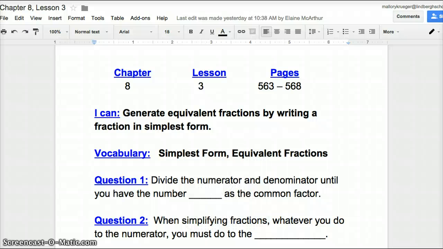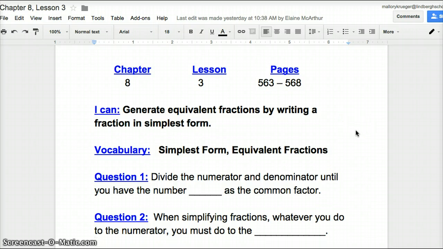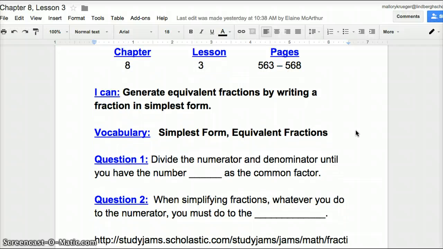Today's lesson is Chapter 8, Lesson 3, which can be found on pages 563 through 568. Our objective is I can generate equivalent fractions by writing a fraction in simplest form. Vocabulary is simplest form and equivalent fractions.